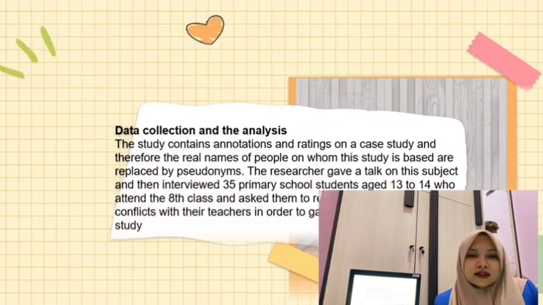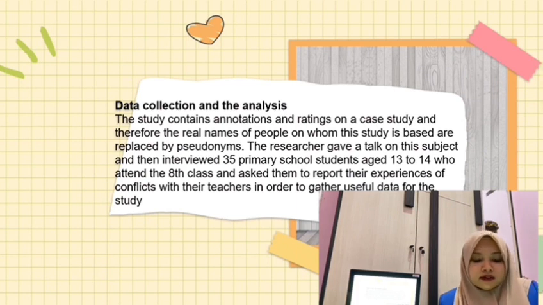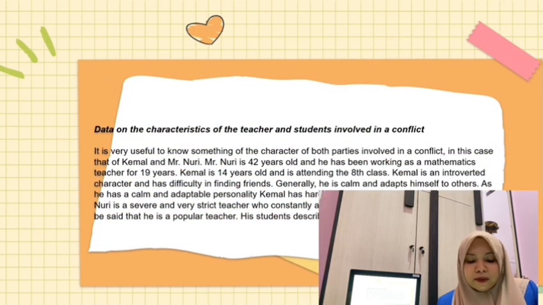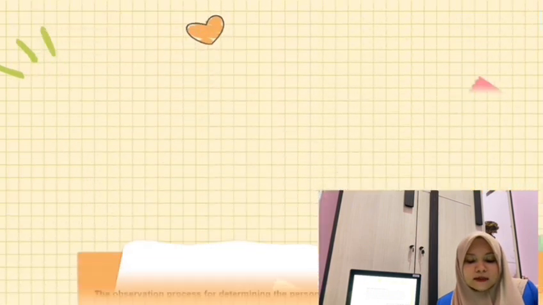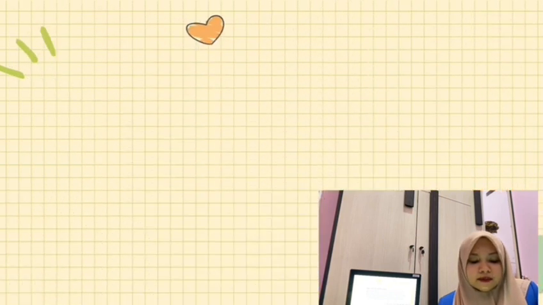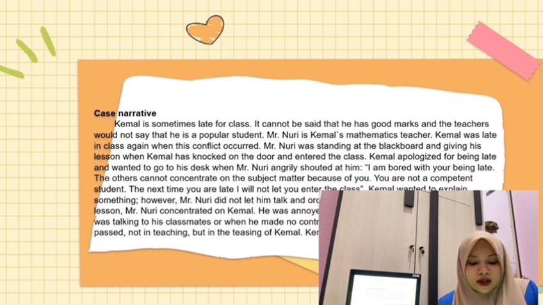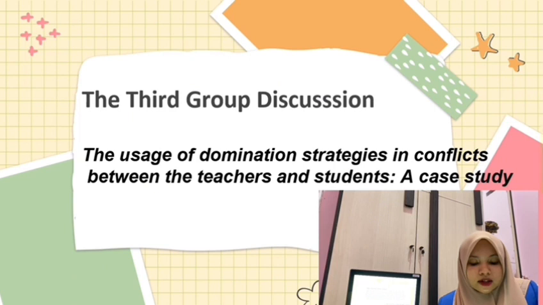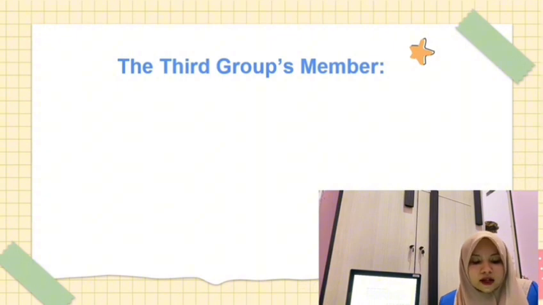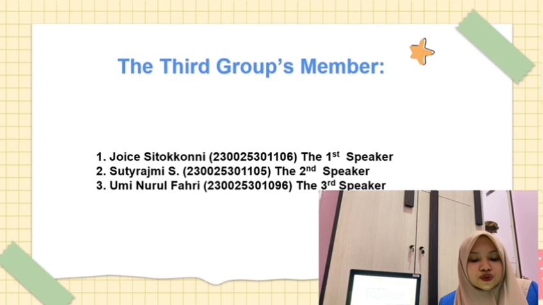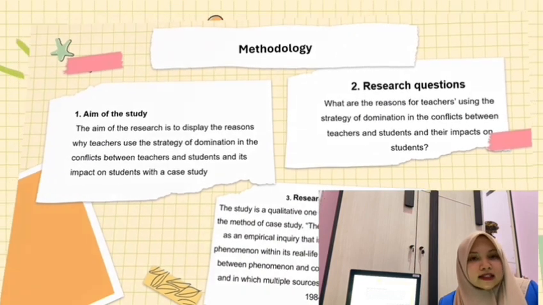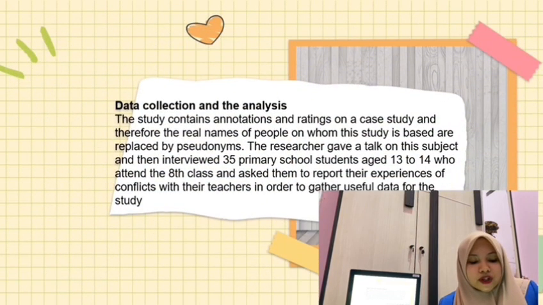Data collection and analysis. The study contains annotation and ratings on a case study, and therefore the real names of people on whom this study is based are replaced by pseudonyms. The researcher gave a talk on this subject and then interviewed a primary school student, and for the research, a case study method was used to investigate the process of conflict between teacher and student. In order to analyze the situation, individuals were taken into consideration.